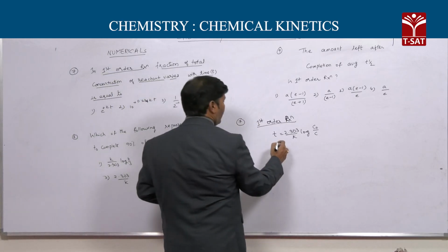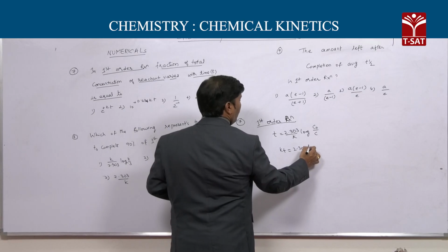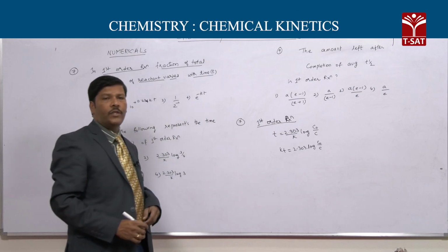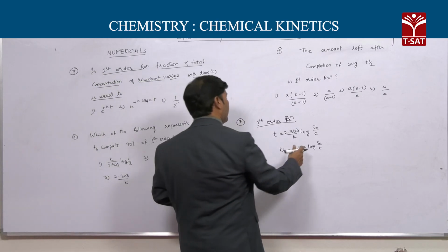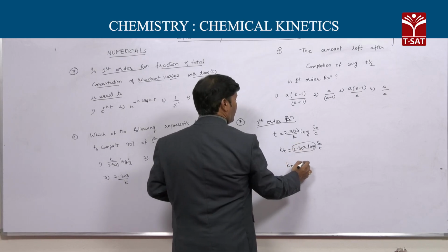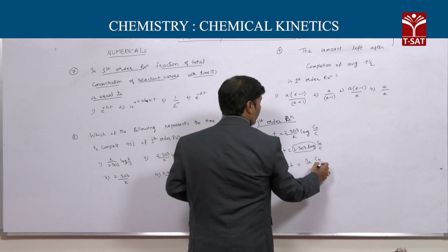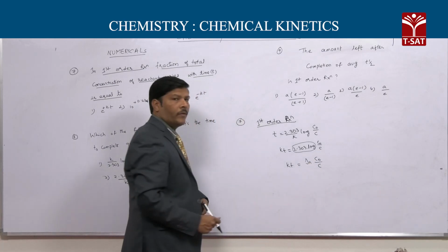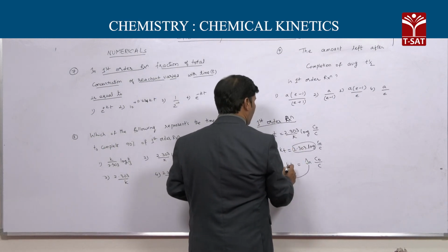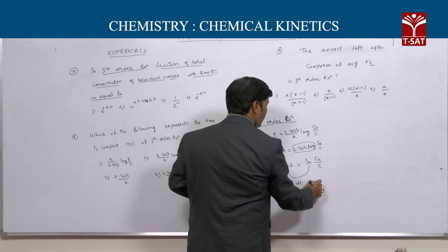So this expression I am going to write as kt is equal to 2.303 of log C0 by C, where C is the concentration. Then 2.303 of log is nothing but ln. So kt is equal to ln of C0 divided by C. If I bring this ln to the LHS, this is going to become the exponential of plus kt, equal to C0 by C.